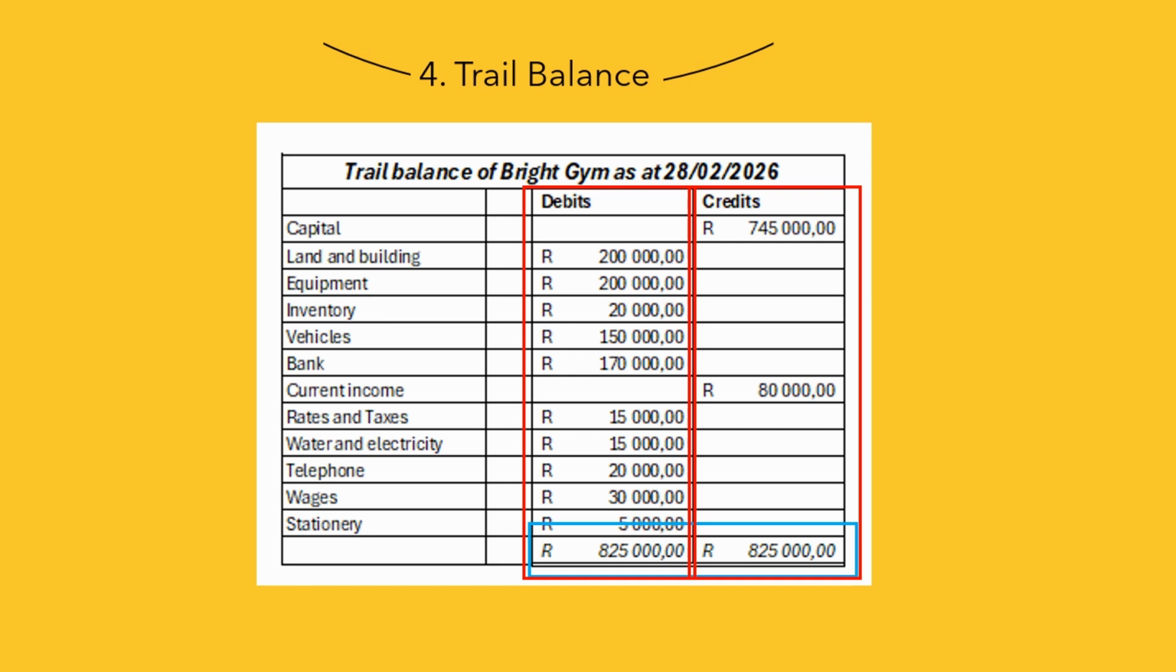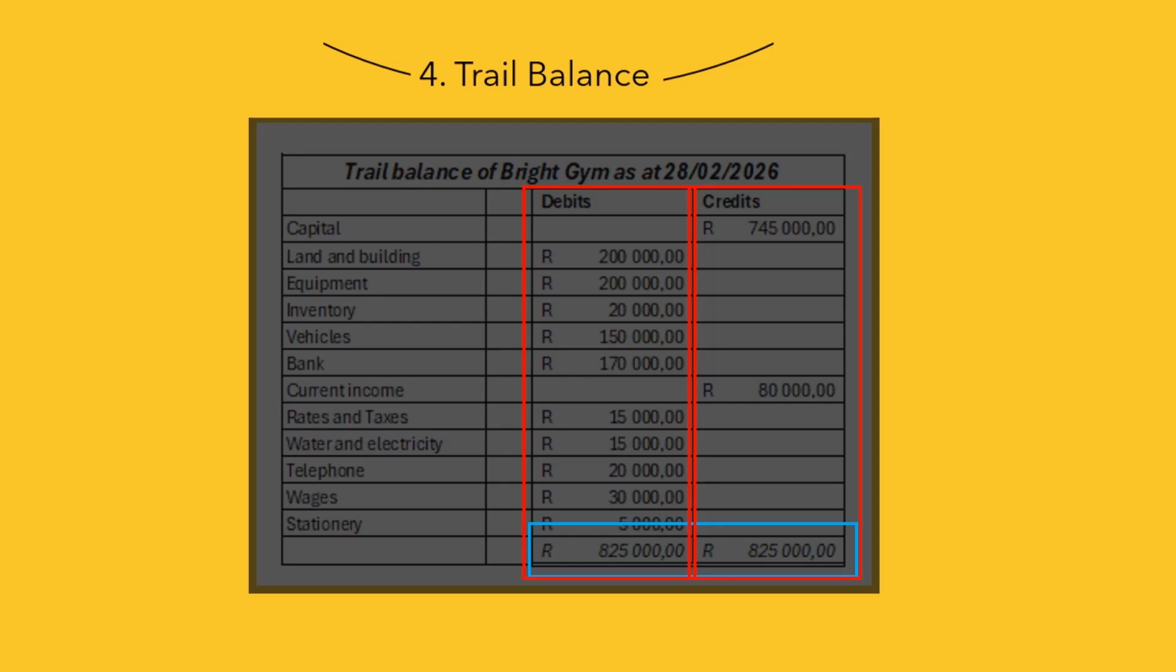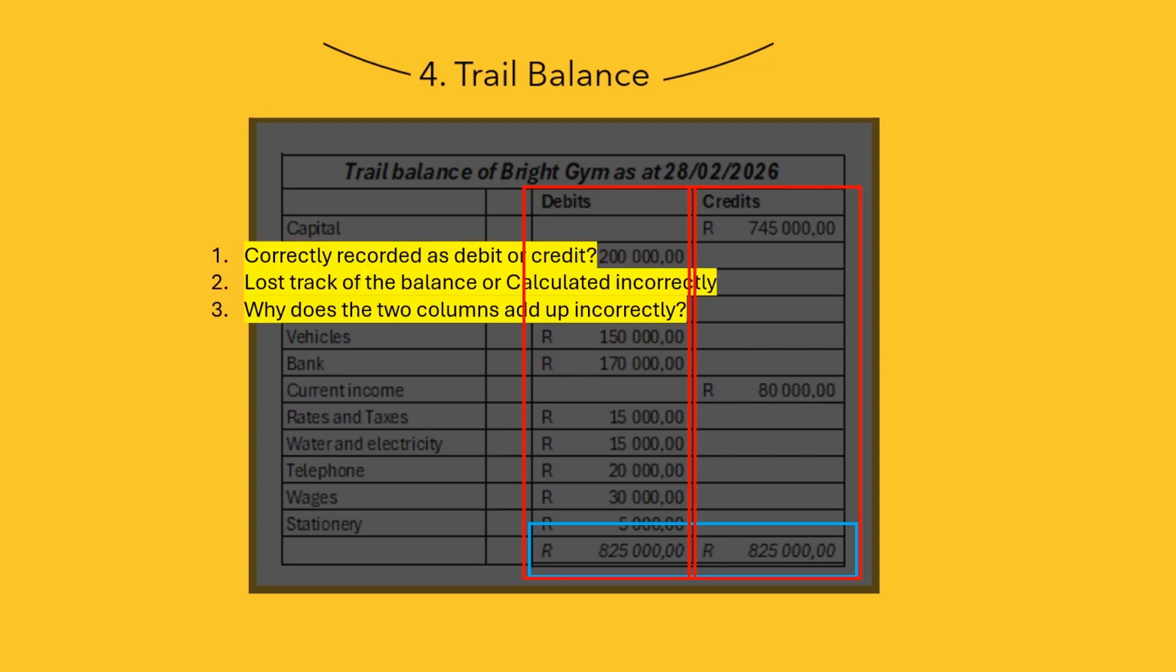And this is where problems might creep in, because the debits and the credits might not add up. Questions that you can ask yourself as to why this is happening: has each transaction been correctly recorded as either a debit or a credit and on the correct side? Have you lost track of what the balances of each account in the ledgers are, and why the balances have been incorrectly calculated? So go back to the ledger, just make sure everything is calculated correctly, and then have you checked why the two columns add up incorrectly?